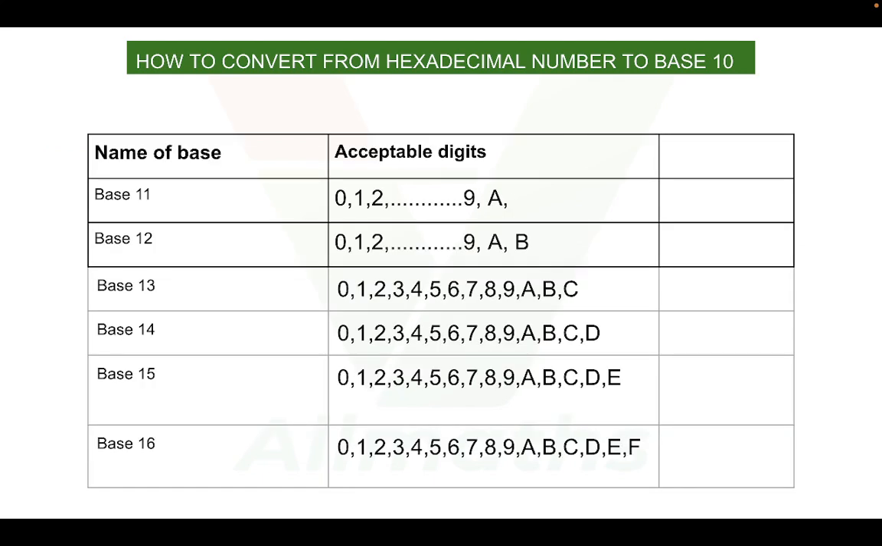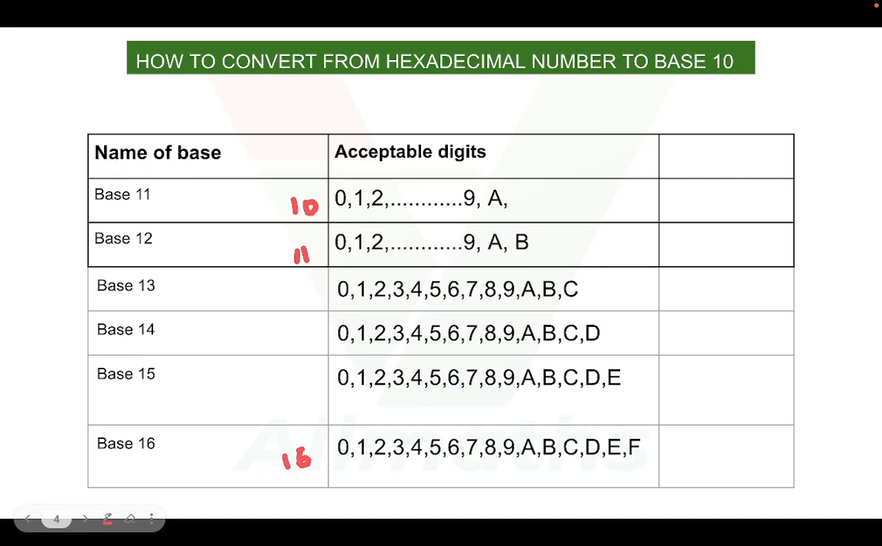But this will also help any base that is higher than 10. For instance, base 11. For base 11, the maximum digit that is recognized is 10. The maximum digit that's recognized in base 12 is 11, and so on. So let's come to hexadecimal, base 16. The maximum digit that is recognized in base 16 is actually 15.